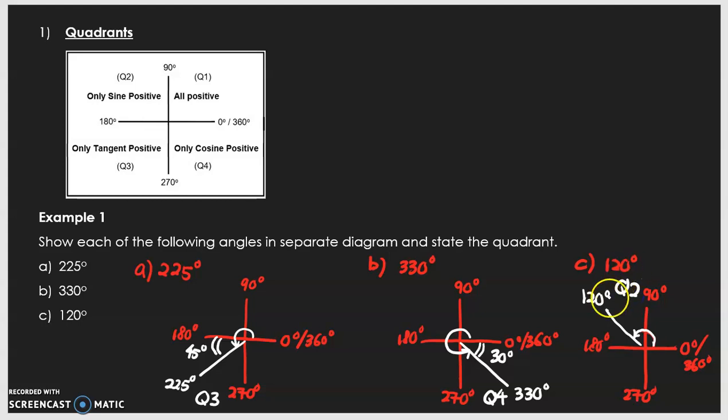So 120 degrees is in quadrant number 2, and we need to know how to find this angle. So this angle is 180 minus 120, which is 60 degrees. So this is how we are going to determine the angle and the quadrant.